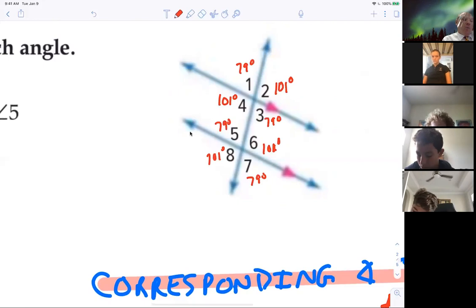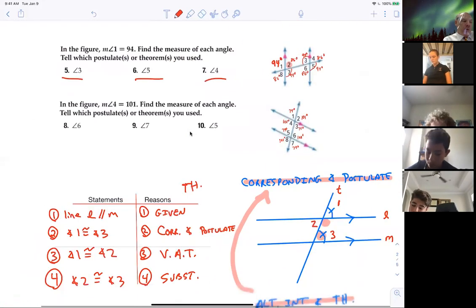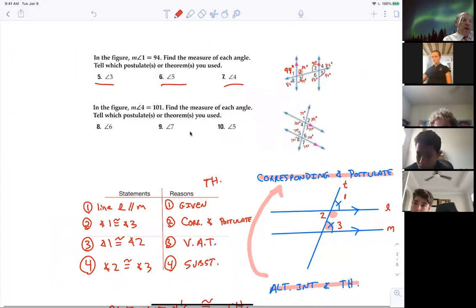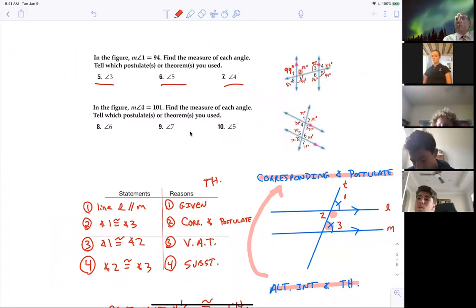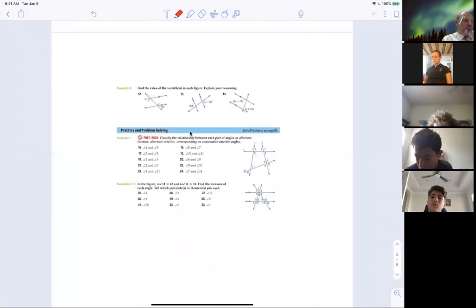Now again, guys, we literally did that in 6th grade. All right, you did that, so I'm sure it's no trouble for you. Now, do I care about the postulate or theorem? No, because you could have done it a lot of different ways. All right, so let's move on. Let's see what else we got.